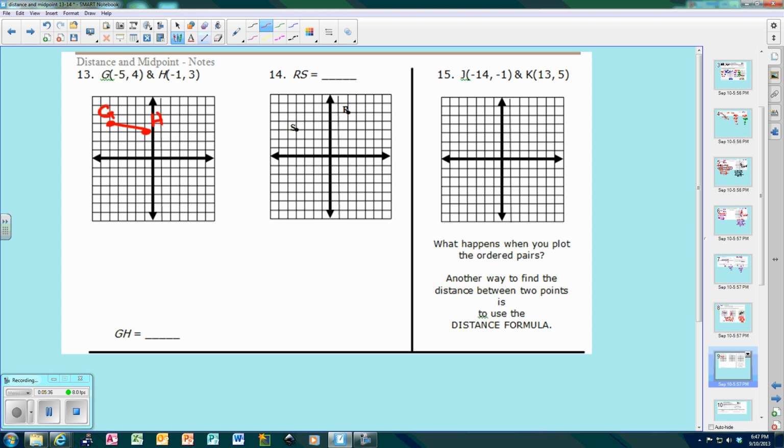So I want to know how far it is from here to here. I'm going to draw that little right triangle. So I'm going to go down 1, and I'm going to go over that many. Let's see how many that is. So we went down 1. 1, 2, 3, 4. So that's 4.